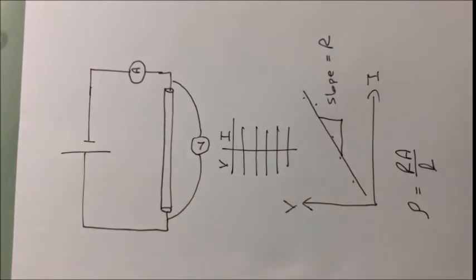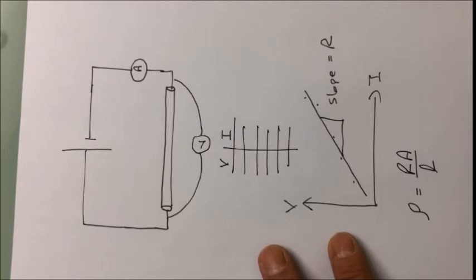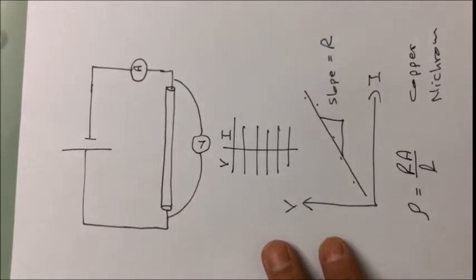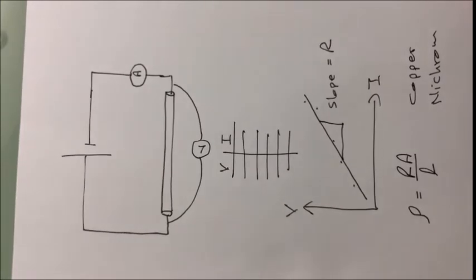Now all these things will be repeated twice in this experiment. We will do it for 2 wires. One is made of copper, so we will measure the resistivity of copper, and one is made of another material called nichrome. So it's the same experiment, copy-paste. We do it from A to Z for copper, then we repeat everything from A to Z using the nichrome wire. So this is the theoretical part of this experiment.